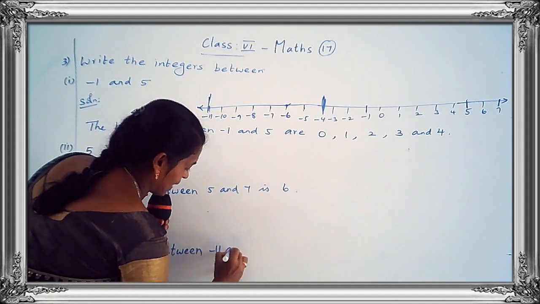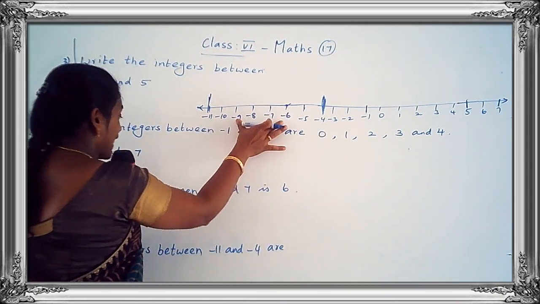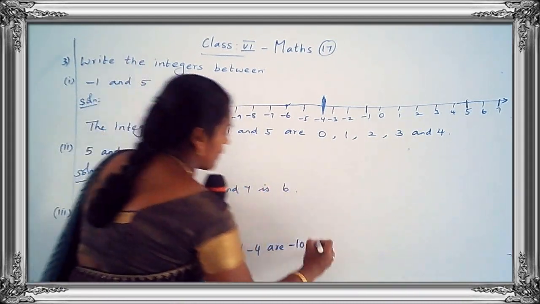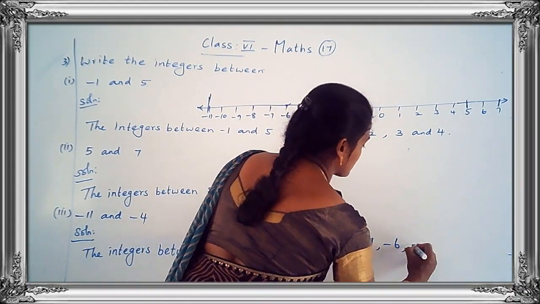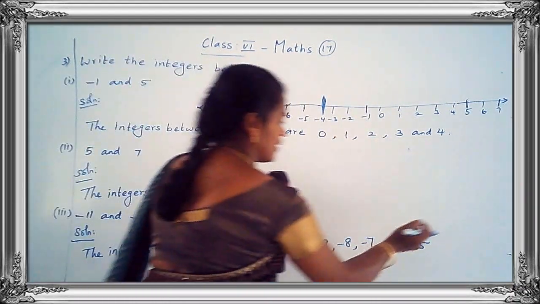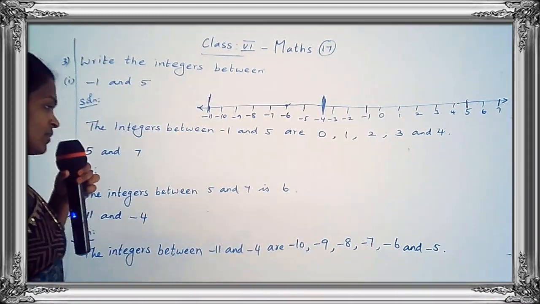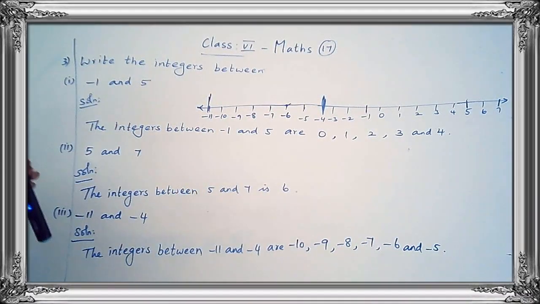Okay, so integers between minus 11 and minus 4 are, say minus 11 and minus 4, the integers that lie between them. Okay, so which ones? Minus 10, minus 9, minus 8, minus 7, minus 6, minus 5. Yes children, yes or no? Next number is minus 4. Yes, so your answer is minus 10, minus 9, minus 8, minus 7, minus 6 and minus 5. Okay, clear? Yes, write it in the classwork note.